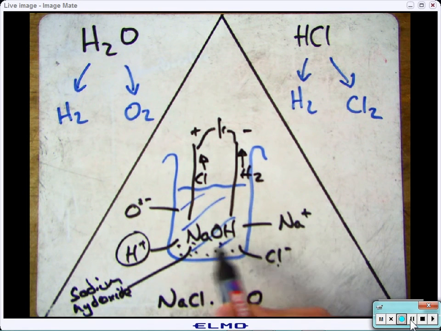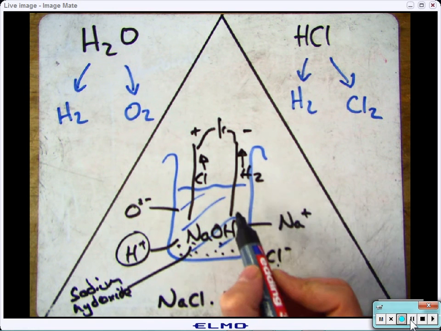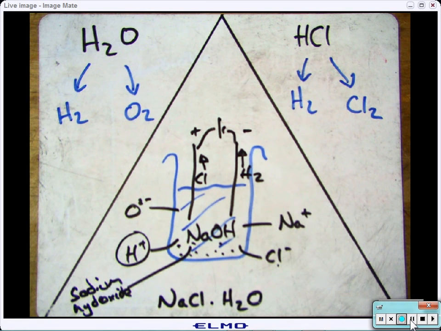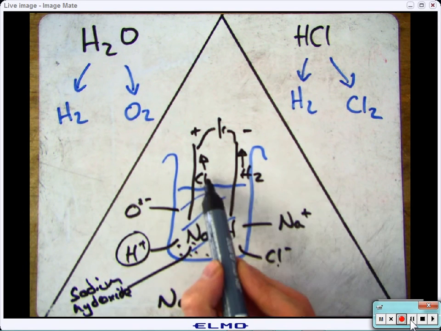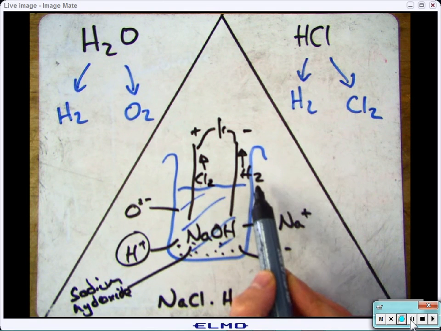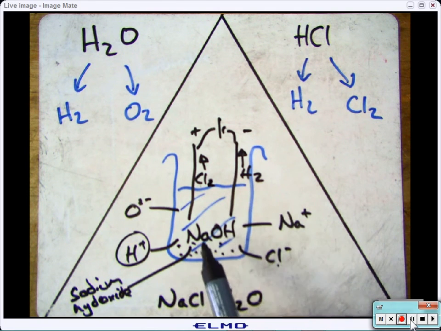And the way to test that this is sodium hydroxide is to put some universal indicator solution in. If it goes a purple colour, then you know you've got your sodium hydroxide in there. If it's just salt water, it will stay neutral. So remember that sodium chloride and water gives you chlorine and hydrogen gas off, and you're left with sodium hydroxide in the solution.